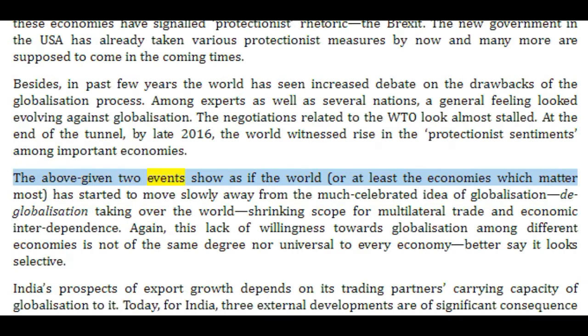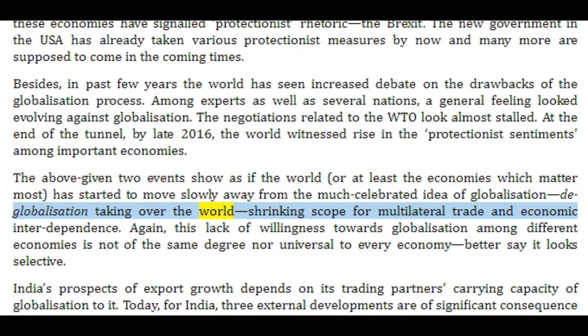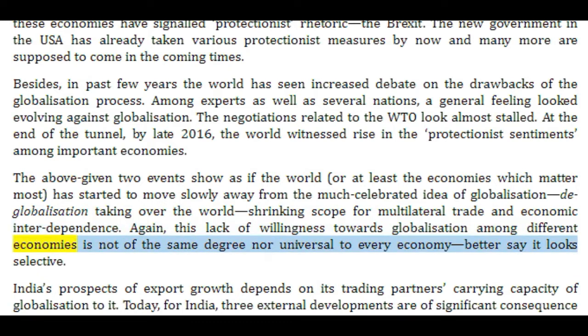The above two events show as if the world, or at least the economies which matter most, has started to move slowly away from the much celebrated idea of globalization, deglobalization taking over the world, shrinking scope for multilateral trade and economic interdependence. Again, this lack of willingness towards globalization among different economies is not of the same degree nor universal to every economy. Better say it looks selective.